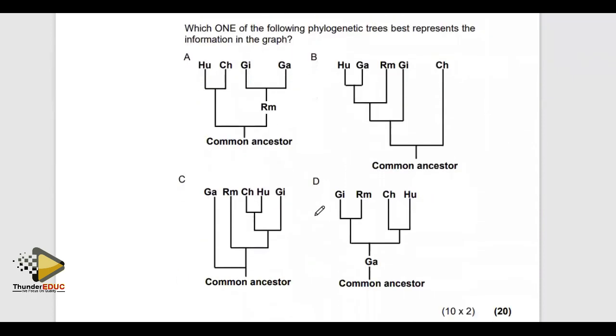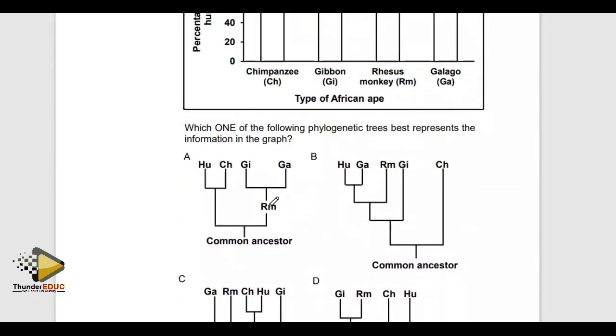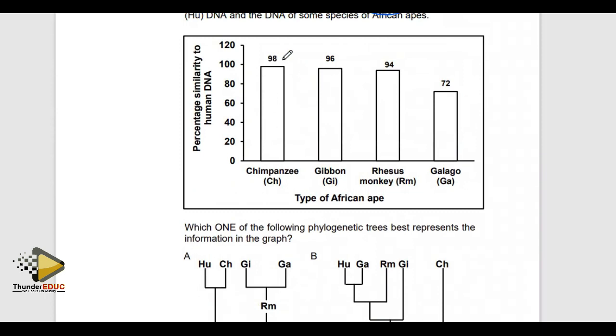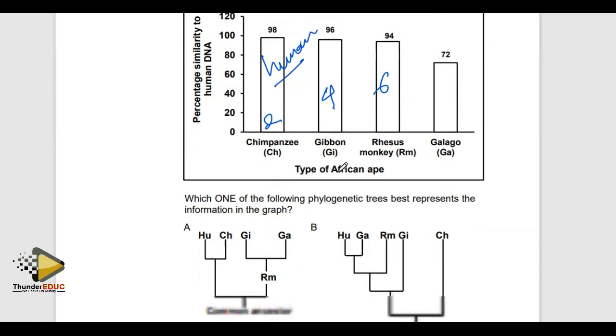They are saying that if you look at these percentages, the closer to 100, the more we are related. It means that humans and the chimpanzee are more closely related than humans and the gibbon. Why? Because the difference here is 2, while the difference here is 4, and then the difference here is 6. It means that we are more closely related. If we look at divergence, we diverged more recently compared to the gibbon.